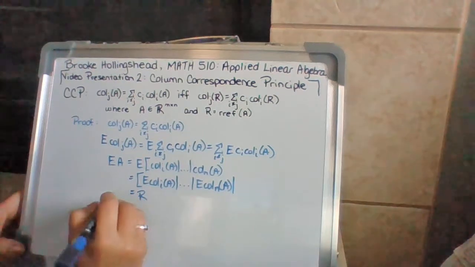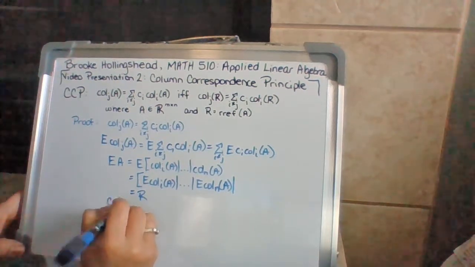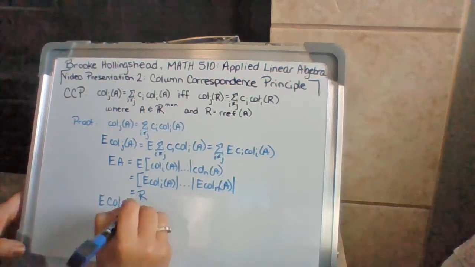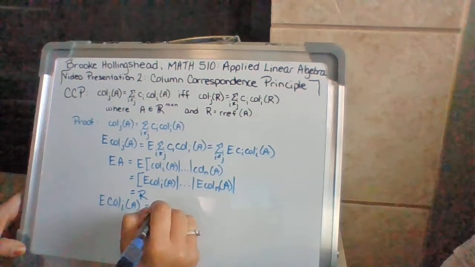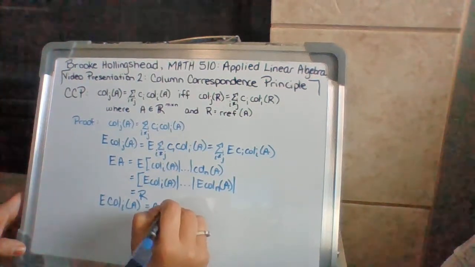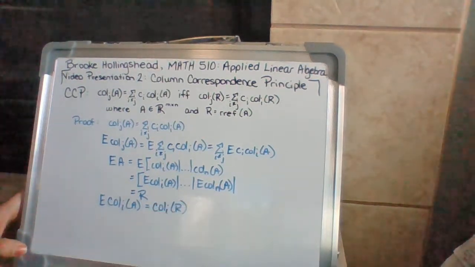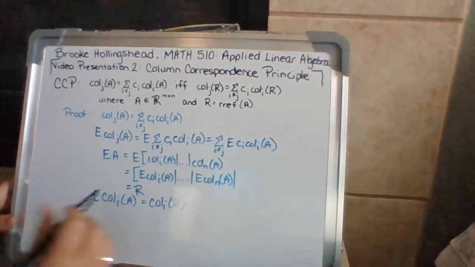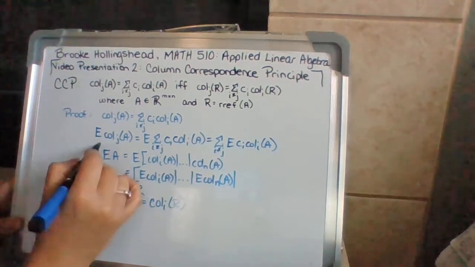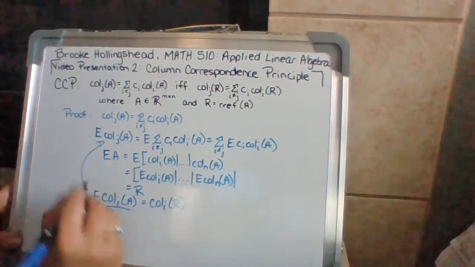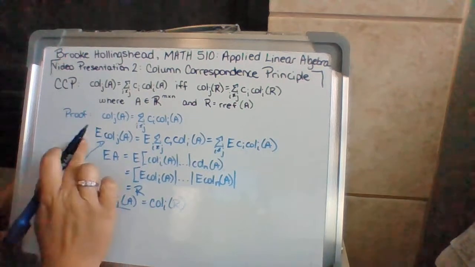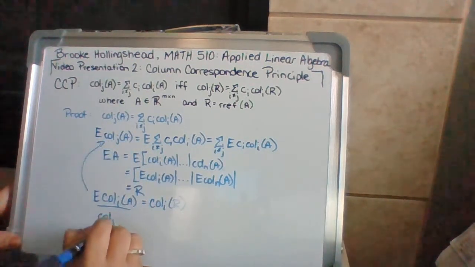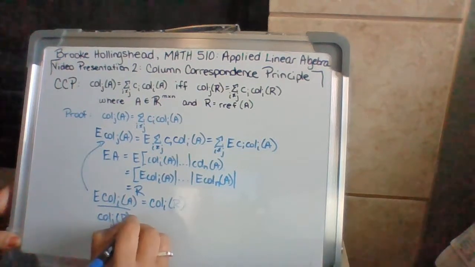So what this tells me is that each column, when I multiply it by E, I should get that same column in the reduced row echelon form. And because of this, I can look back up here and say E times column J of A really is just column J of R, my reduced row echelon form.